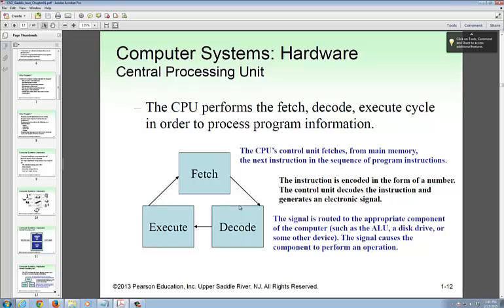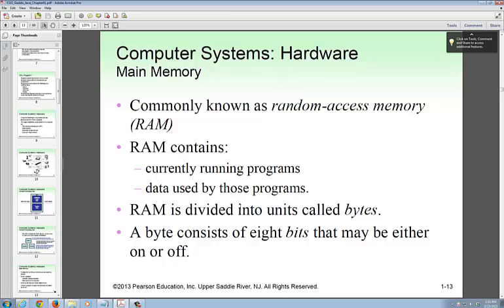The instruction is translated into a number, bytes, and we hear zeros and ones with it. It generates combinations of these different zeros and ones, giving a translation to that as well. The signal is then routed to all appropriate components of the computer, such as the ALU, a disk drive, or some other device, so some sort of instruction that outputs to the screen. All of these things happen in very, very few milliseconds.